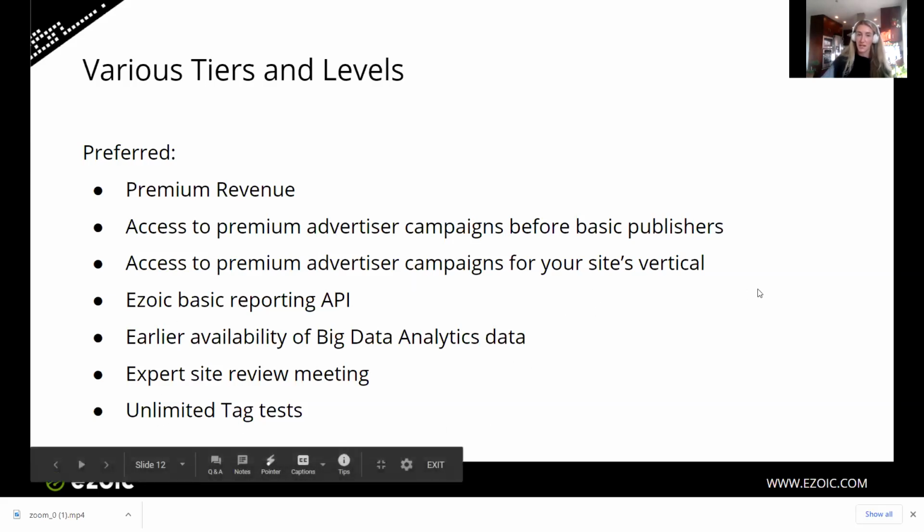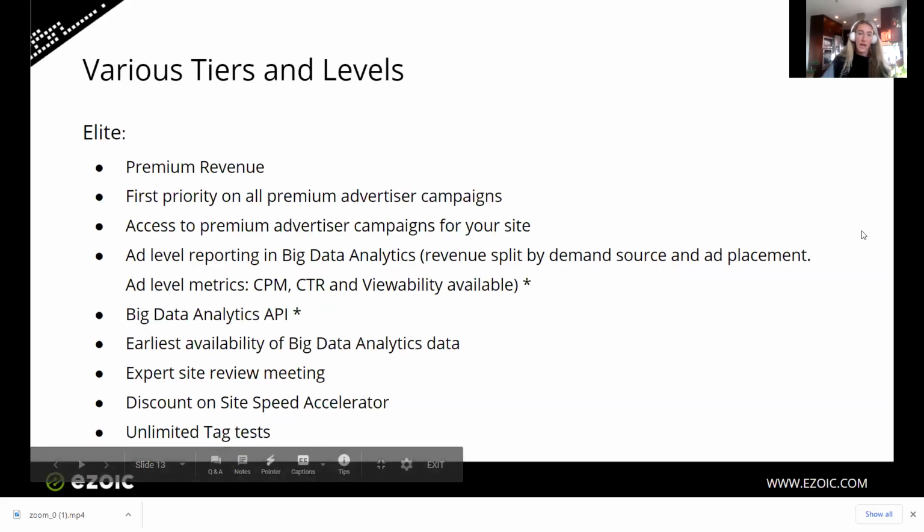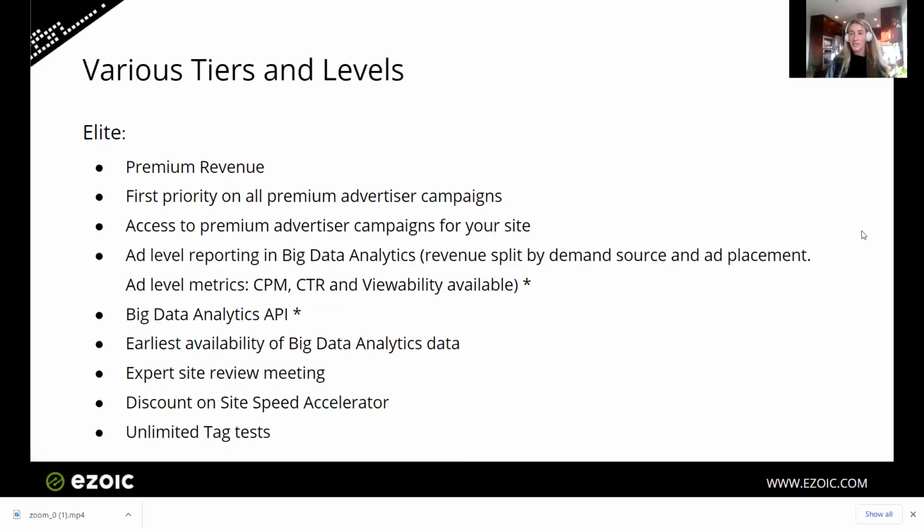And you also get those unlimited tag tests. And then there's Elite, which I would say probably over 90% of publishers on Premium are in. It's going to give you the highest ROI. It's also going to give you everything that we have in Preferred, plus access to yield reporting, which is our ad level reporting, which I will cover specifically in a second. And it also gives you a discount on Site Speed Accelerator.